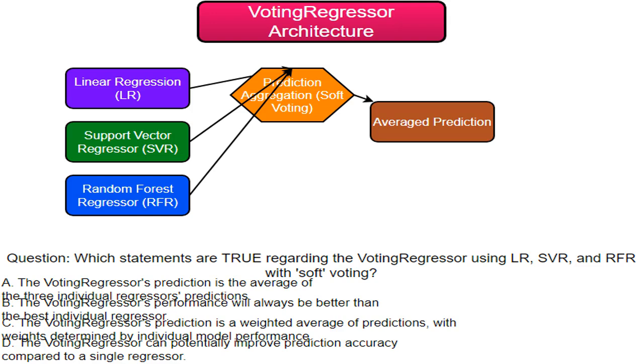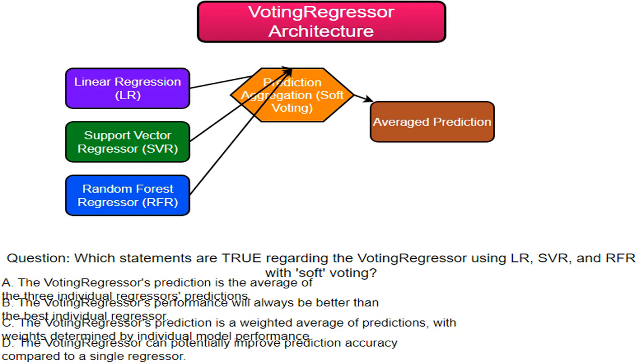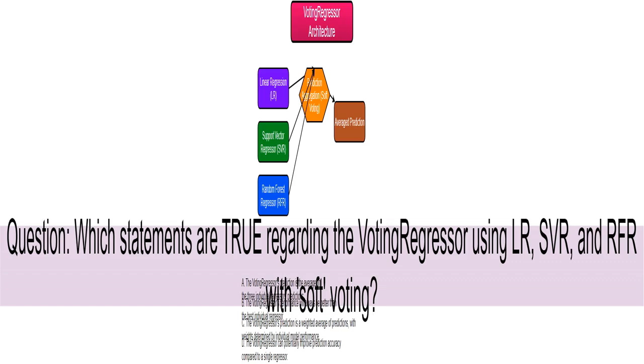This refers to how the voting regressor combines the predictions of the three different regression models. It's an ensemble method that leverages the strengths of multiple models. This describes the specific way the voting regressor combines predictions. Soft voting means a simple average of the predictions. This sets the stage for the quiz question on understanding the function of a voting regressor. This is the final prediction output by the voting regressor, which is the simple average of the predictions from the three base models when using soft voting.